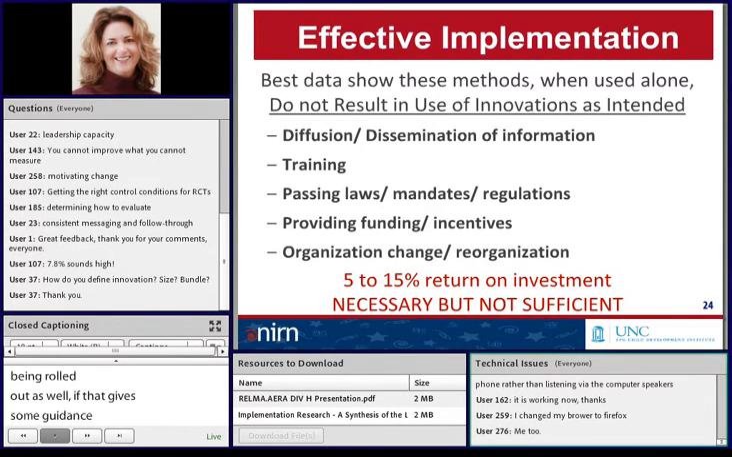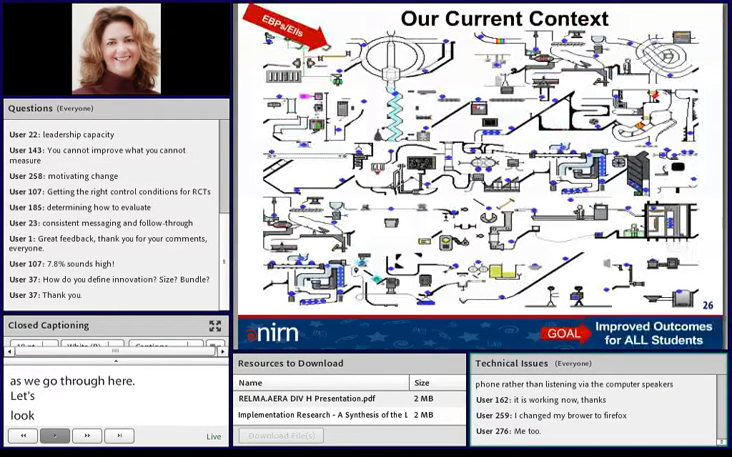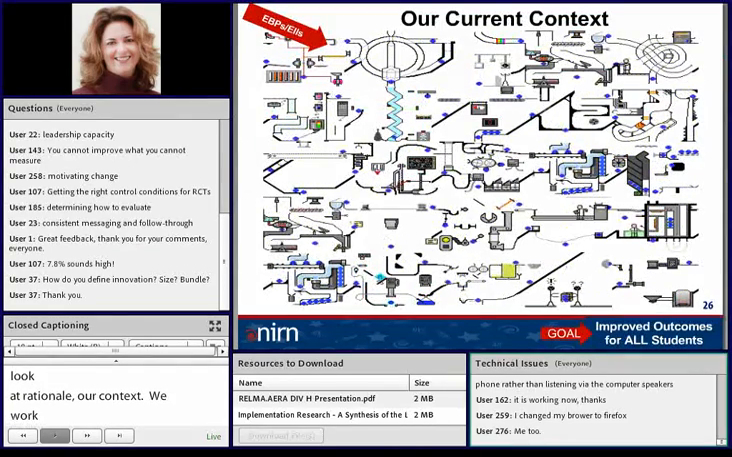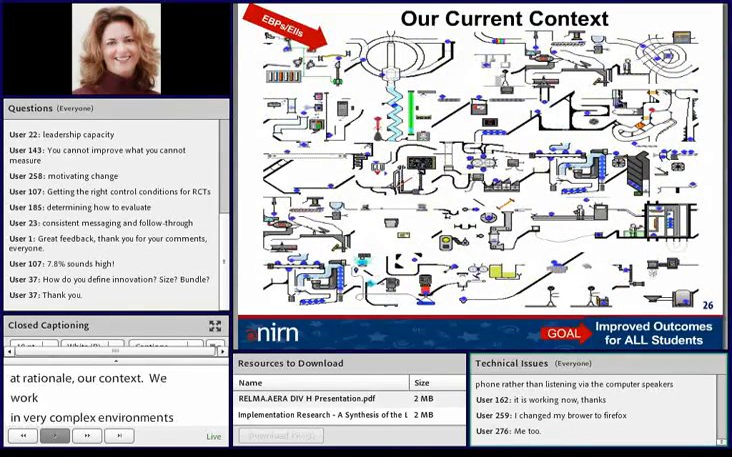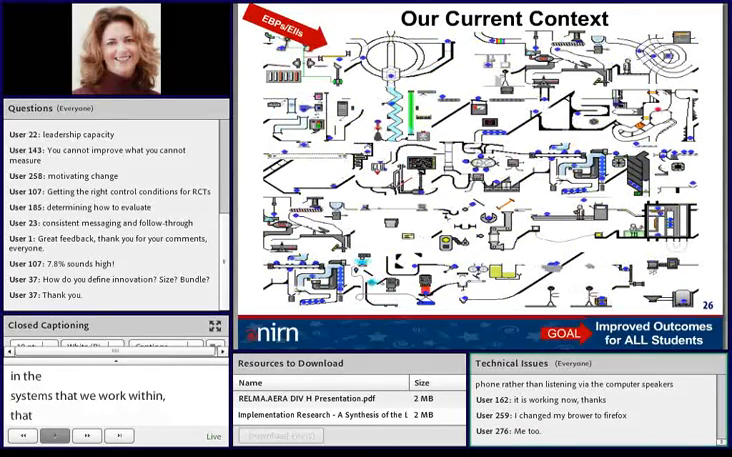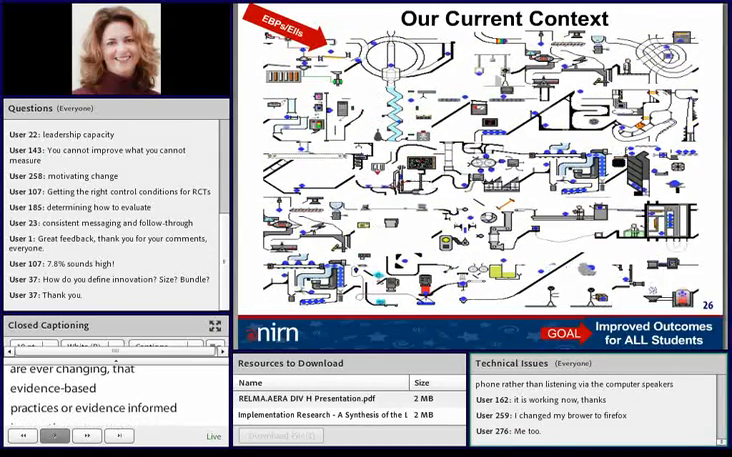Great, thanks, Dale. Good question and good catch. Give me feedback as we go through here. All right, so let's finally look at rationale, kind of our context. So we work in very complex environments in the systems that we work within that are ever changing, that evidence-based practices or evidence-informed innovations have to work their way through in order to have improved outcomes for all students.